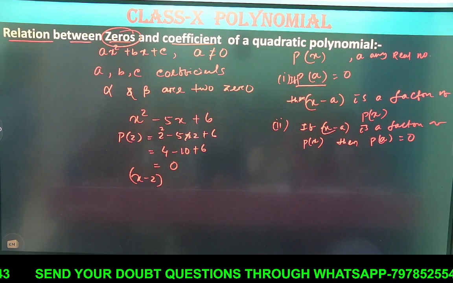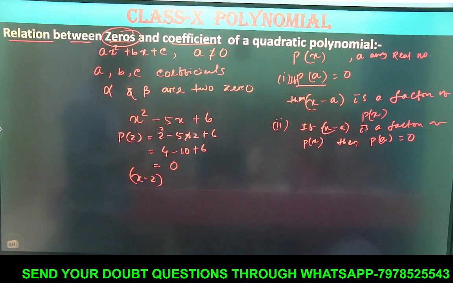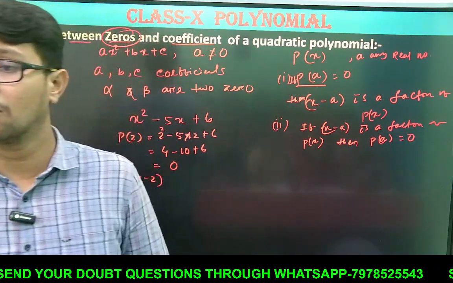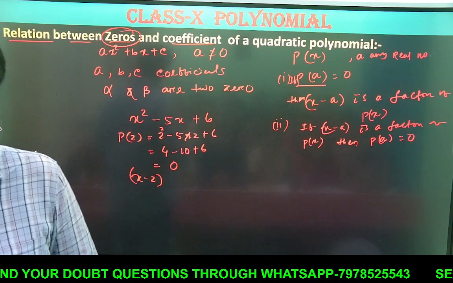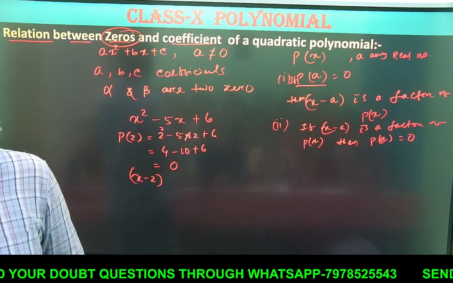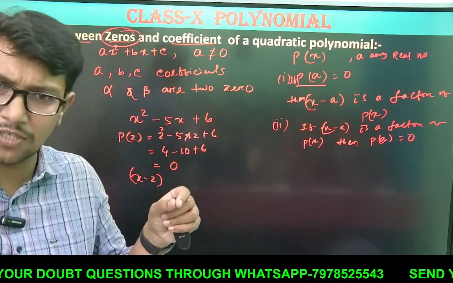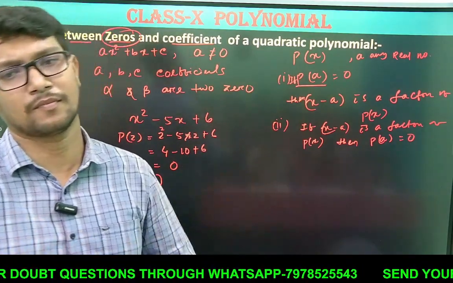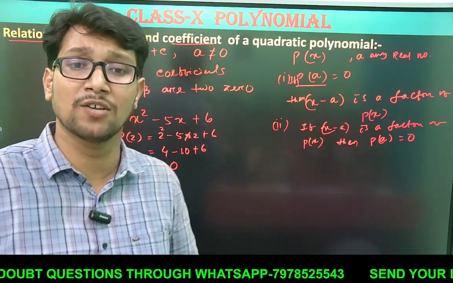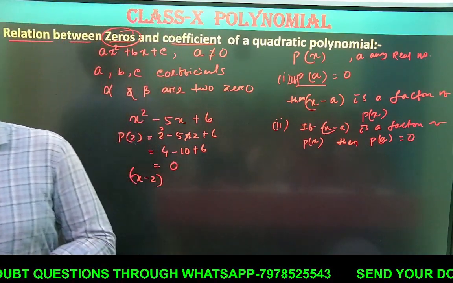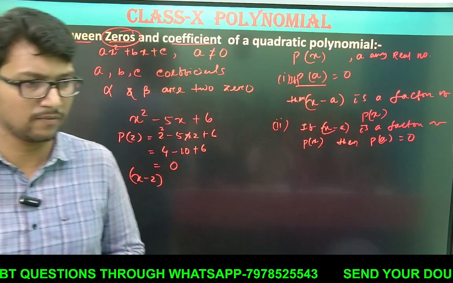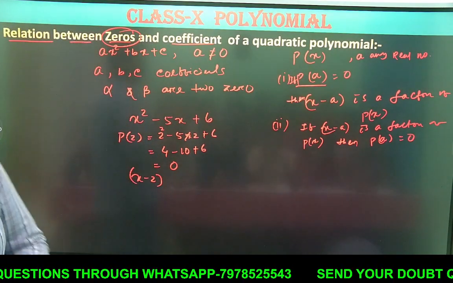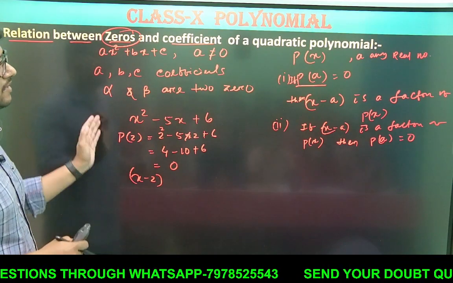If alpha is a zero, then p of alpha equals 0. If beta is a zero, then similarly p of beta equals 0. Everybody clear? So now we are going to discuss the examples.